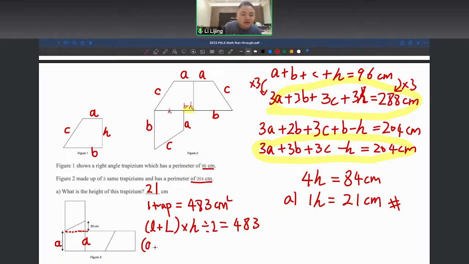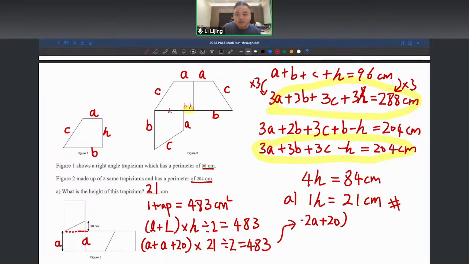A plus 20, times your height, which is 21, divided by 2, equals 483. Right? If you press your calculator, you can get 2a plus 20 equals 46. So your 2a equals 26. Therefore, your a equals 13 cm.